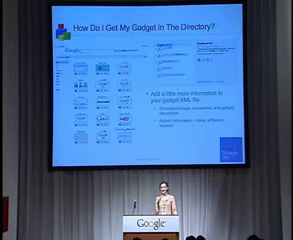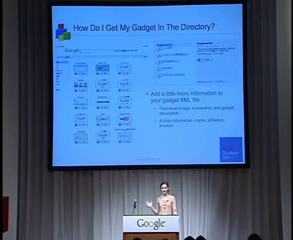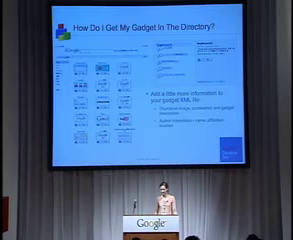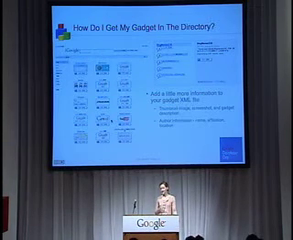So now that you've written this wonderful gadget, you want to know how to get it into that directory and introduce it to the world. So you remember that the directory looks like this. There's all these gadgets displayed in a grid. So all you need to do is add a little bit more information to your gadget XML file.